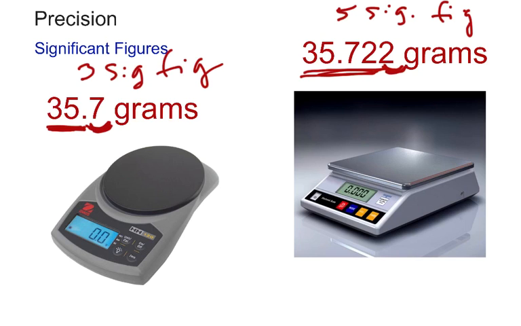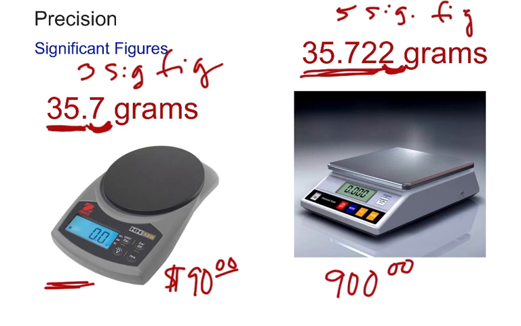plus the first digit where it starts to vary, the first digit of uncertainty. What this means for us is that a balance like this that goes to the tenth place, you could probably get for about $90. But this one that goes to three digits after the decimal place, you're probably talking more like $900. So to get more precision, it's definitely more money.